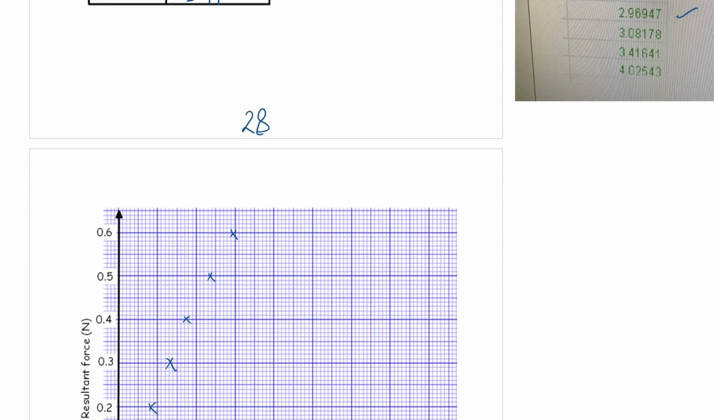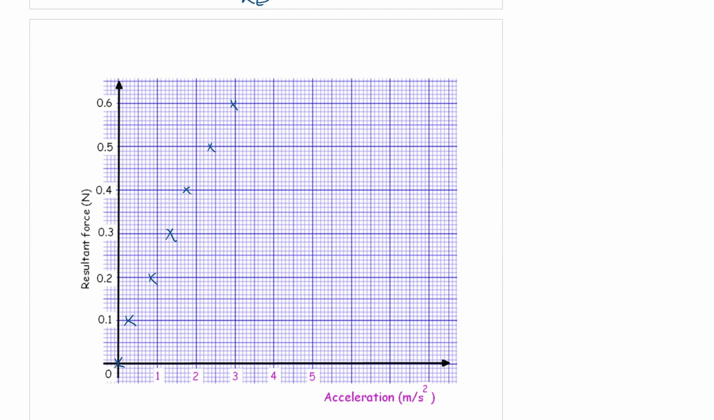Therefore, what you need to do, and I've made a start on the graph below, is just plot in those points and draw a line of best fit. So if you can pause the video now please and do exactly that.